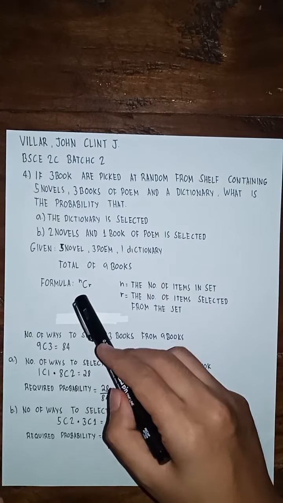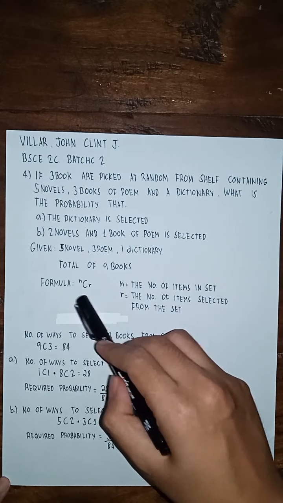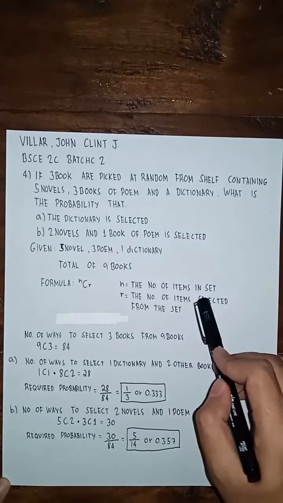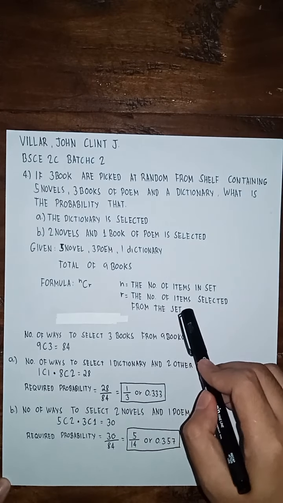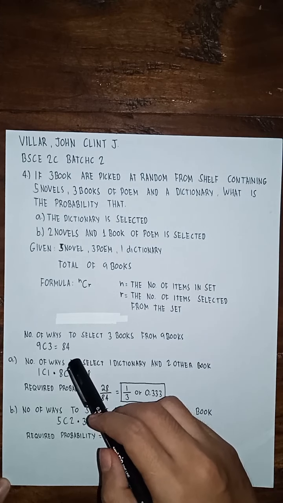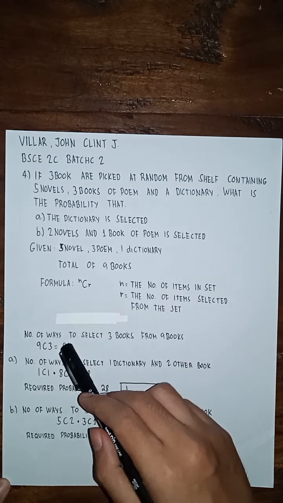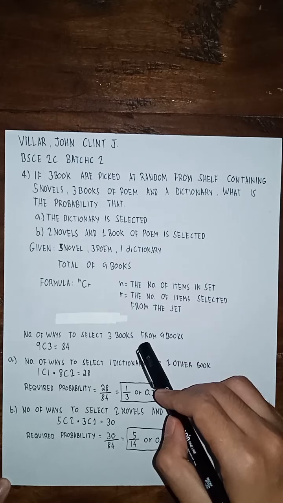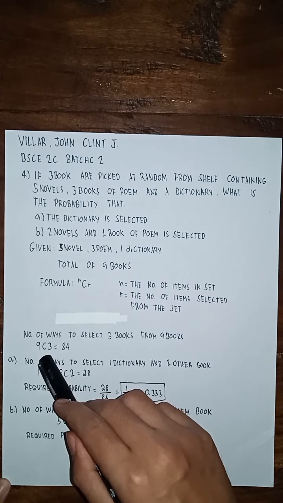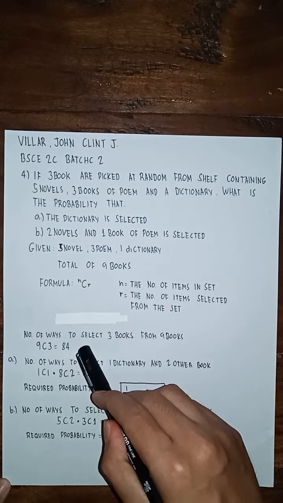So, ang formula sa ating combinations is n combination r, wherein n is the number of items in the set and r is the number of items selected from the set. So, first, kunin muna natin yung number of ways to select 3 books from 9 books. So, when we enter 9 combination 3, ang lalabas is 84 ways.